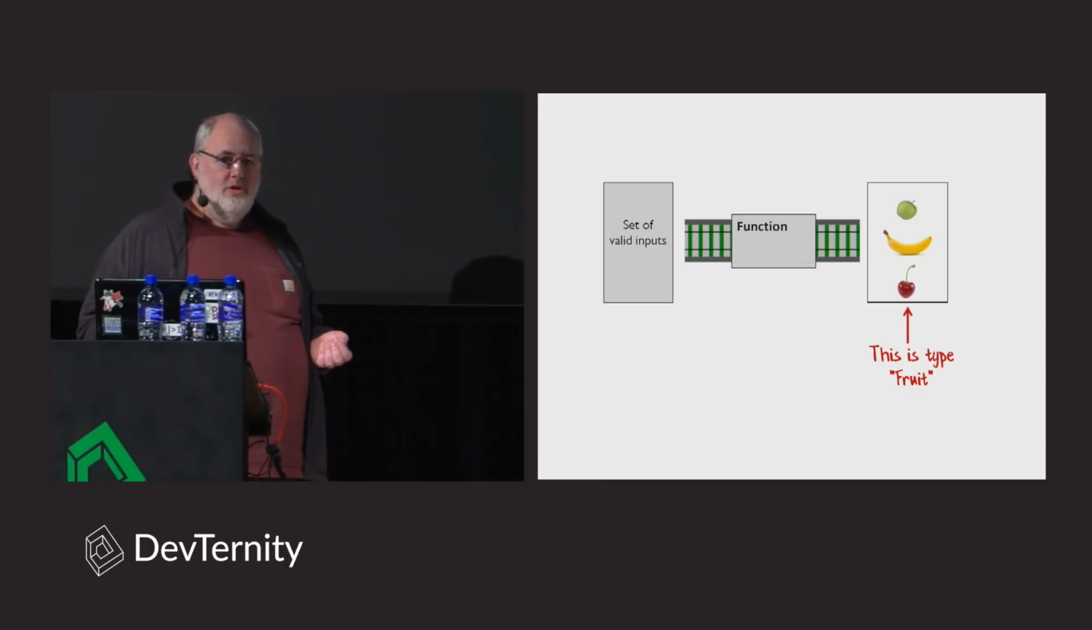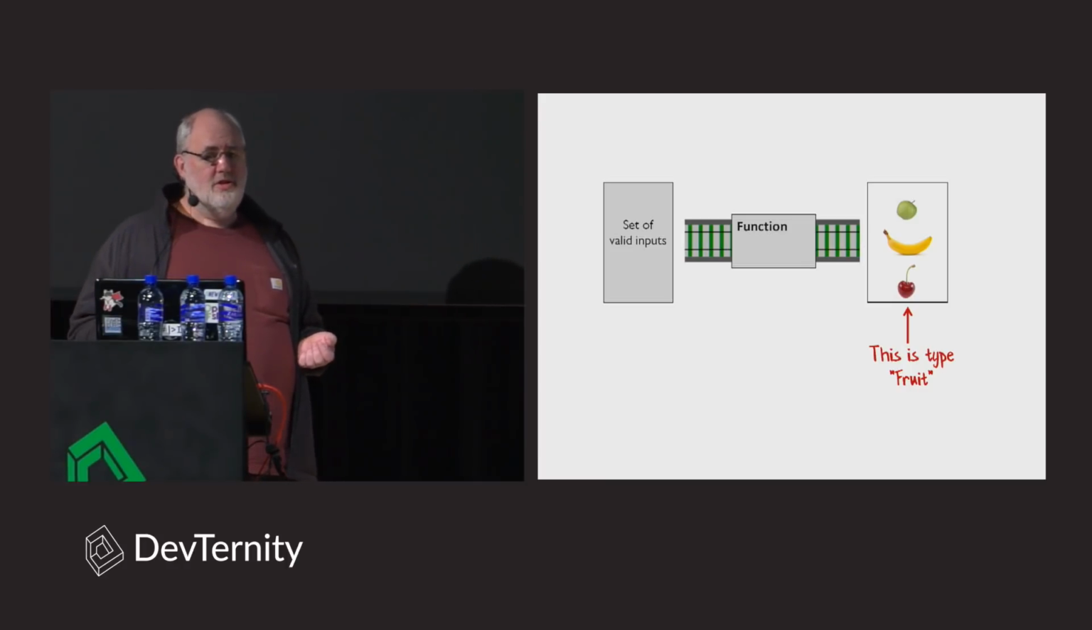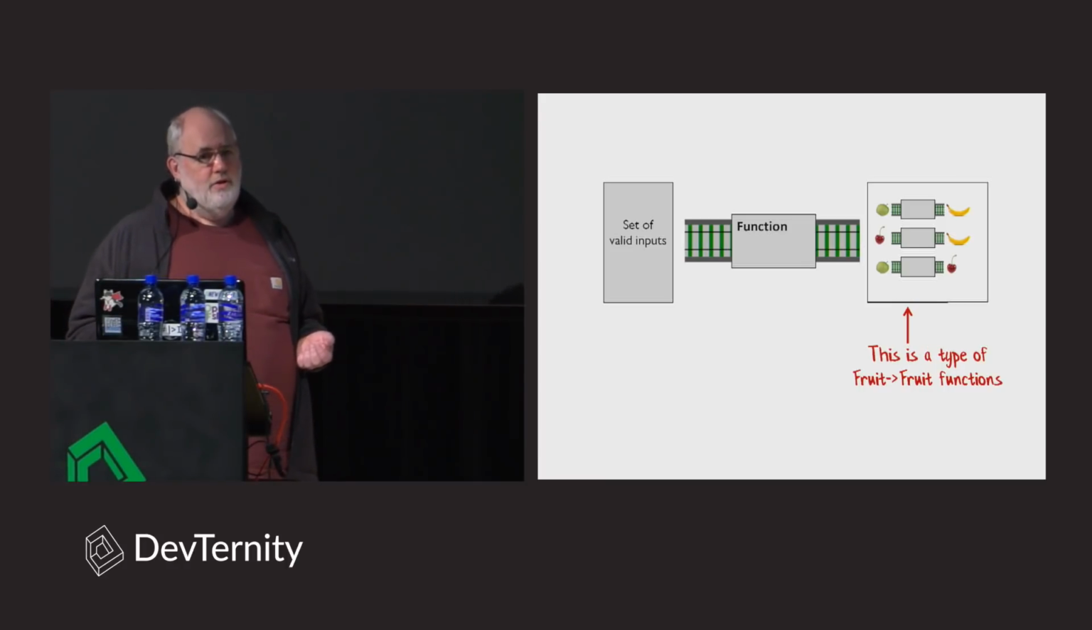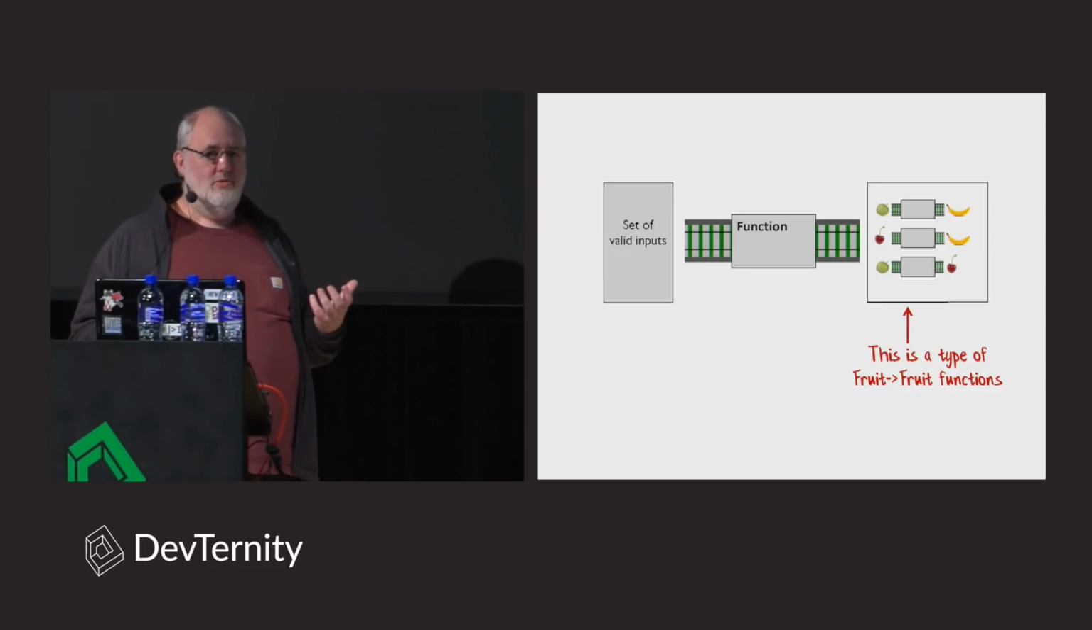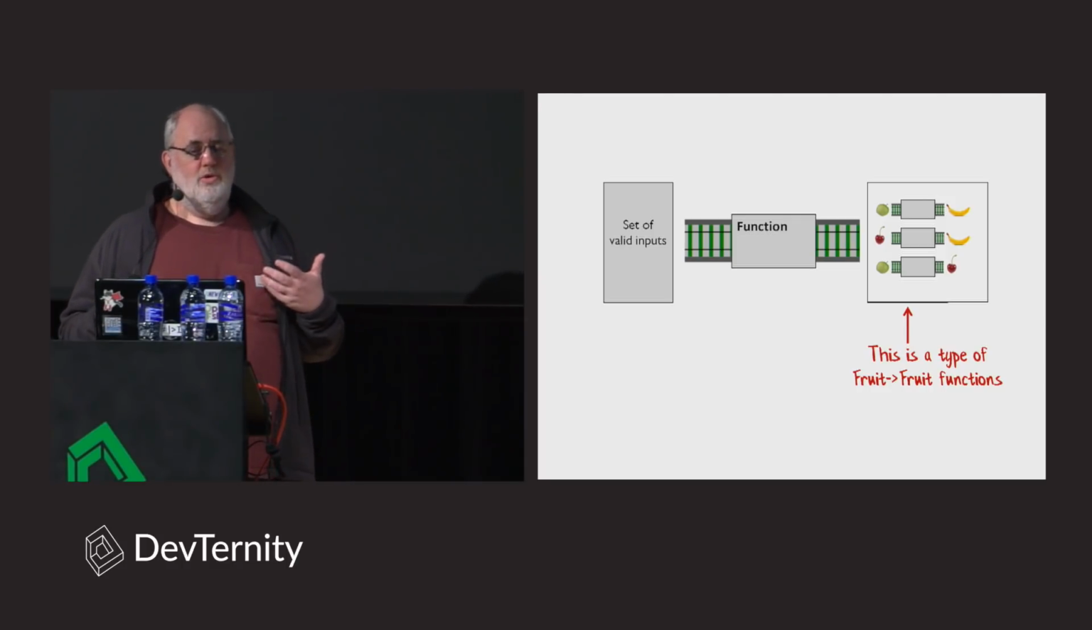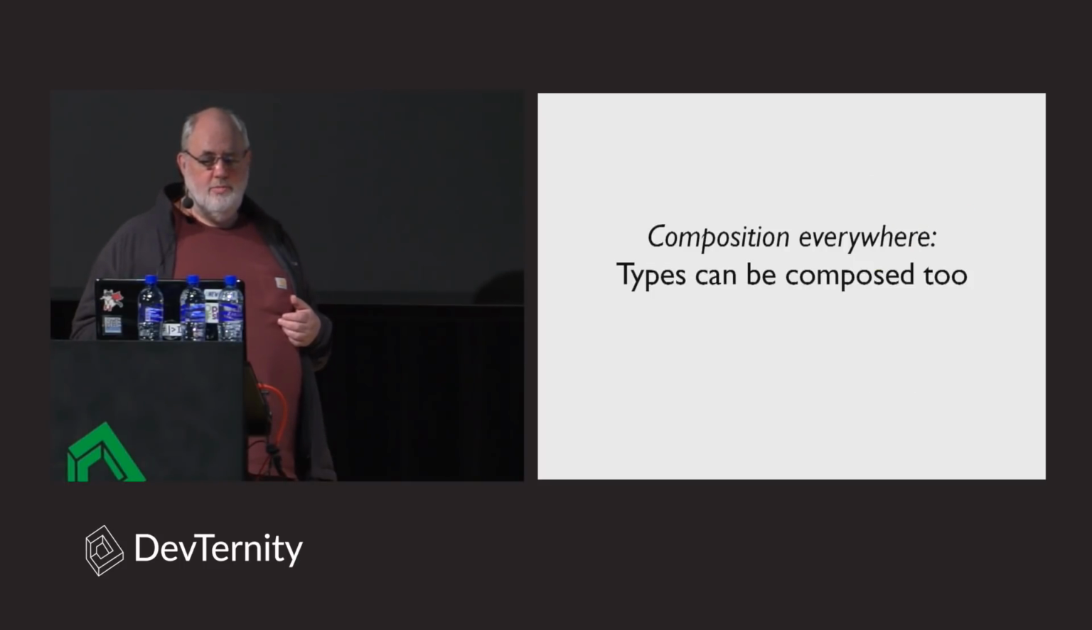And what's interesting is, because it's just a set of things, you can have a set of functions. So this is the set of all functions that turn fruit into fruit. So this is a fruit-to-fruit type, right? So this is the kind of thing that's hard to do with object-oriented programming. You have a type which represents a set of functions. All right, so that's types.